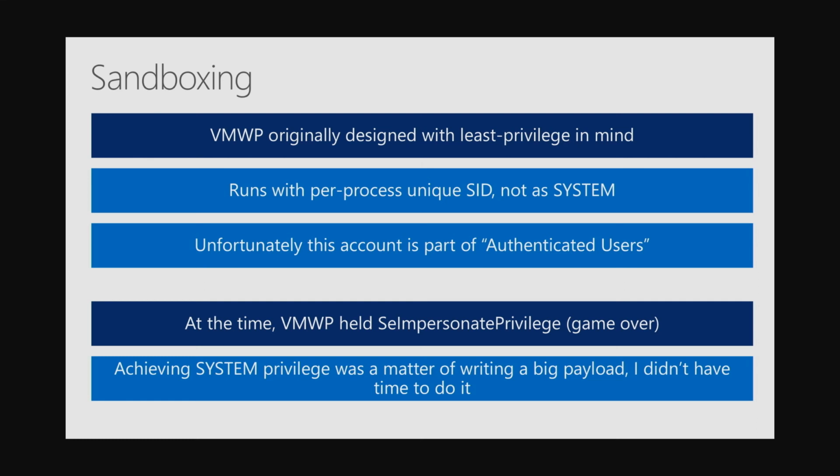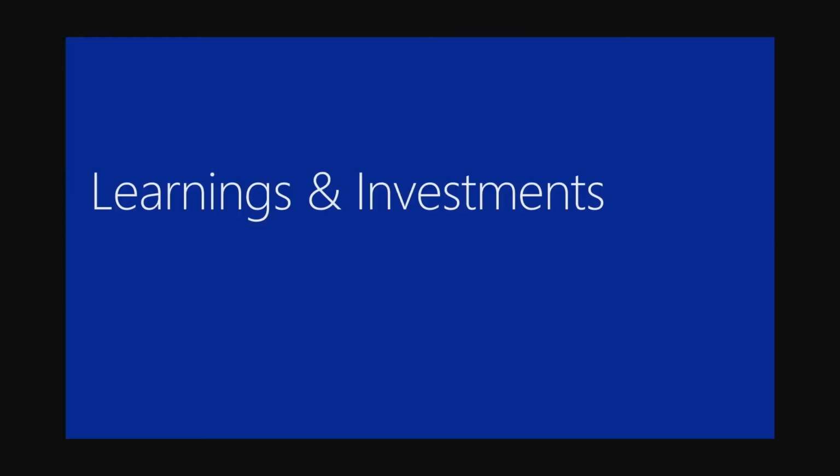Now, the VM worker process was originally designed with least privilege in mind. However, it was built quite a while ago, and so it doesn't have all of the latest and greatest sandboxing technologies on Windows. It runs with a unique SID, not as the system account or network service, but the SID it runs under is part of authenticated users, so it has access to quite a lot of files on the system. And at the time, it had SeImpersonatePrivilege and a couple other sensitive privileges. Having SeImpersonatePrivilege effectively means that you can automatically elevate to system. So achieving system privilege was a matter of writing a big ROP payload, and I didn't really want to do that, so I didn't. But that's how you would do it if you wanted to.